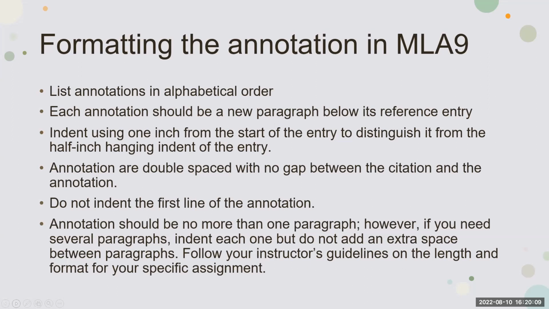So let's say that you're going to format this annotation using MLA 9. First, you're going to list the annotations in alphabetical order. Each annotation is going to be its own paragraph below its reference. You're going to do like you always would in a works cited page. You're going to indent with the hanging indentation occurring on the second and all the subsequent lines.